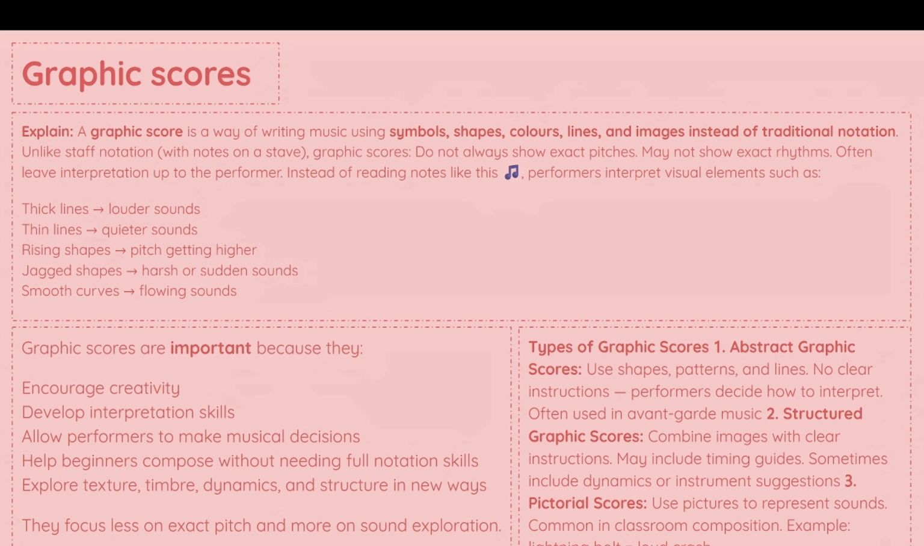There are 3 types of graphic scores. The first one is abstract graphic scores, which use shapes, patterns, and lines. The second is structured graphic scores, which combine images with clear instructions, which may include timing guides and sometimes include dynamics or instrument suggestions. And 3, pictorial scores. These use pictures to represent sounds. Common in classroom compositions. Example, a lightning bolt means a loud crash.